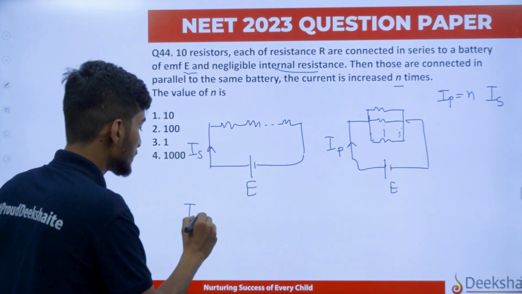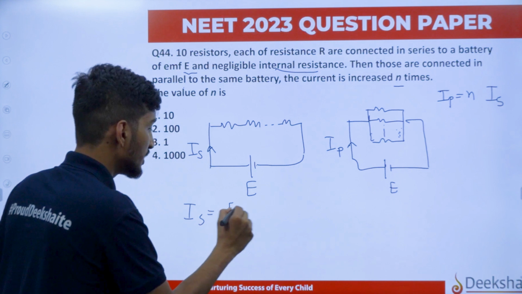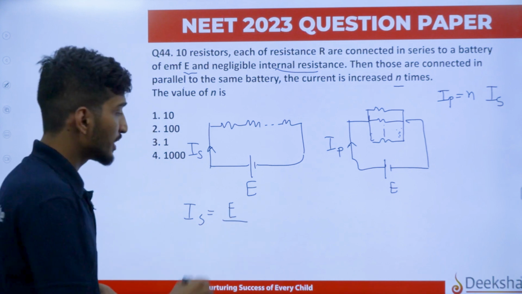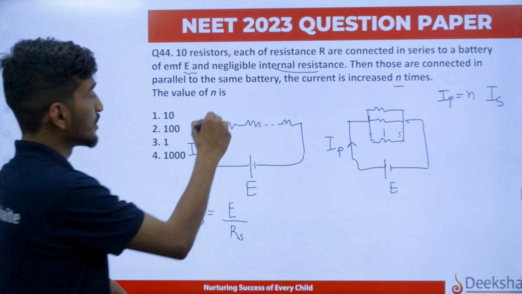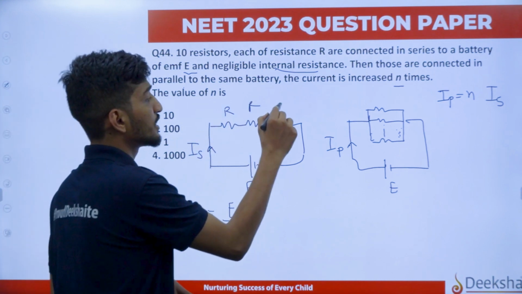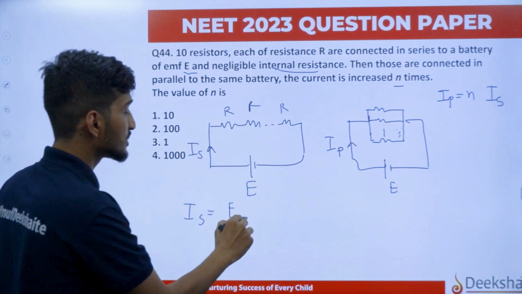Let's write down the value of the series current. Series current will be the EMF of the battery divided by the total resistance. Okay, if you have R, 10 of these connected in series like this, what is the equivalent resistance?